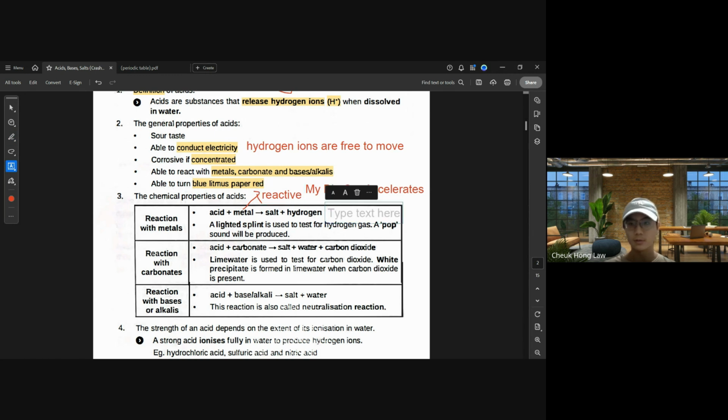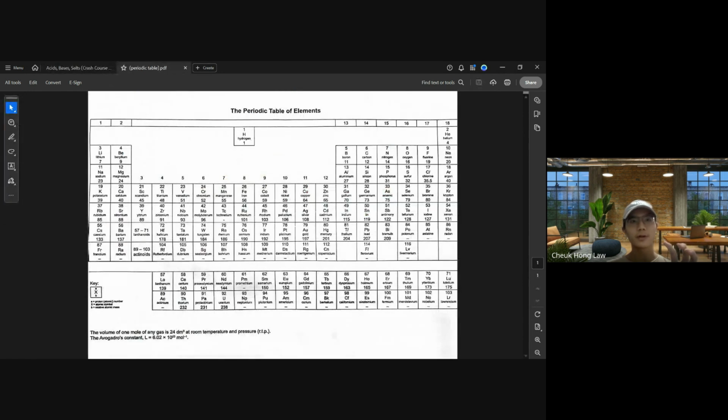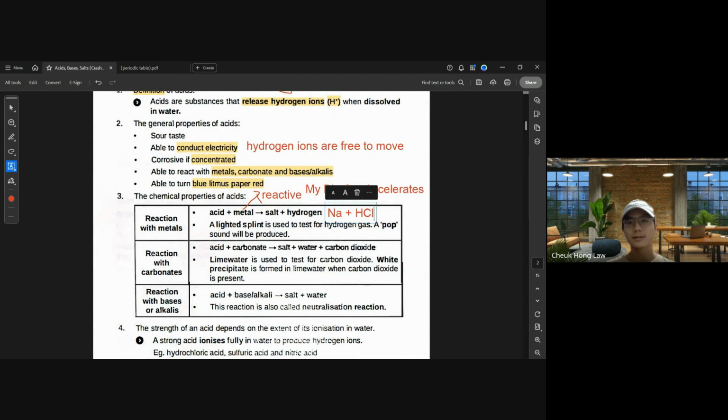Okay, let's say sodium and hydrochloric acid. Sodium is your metal. In the periodic table, sodium is in group 1, so it's a metal. And hydrochloric acid is an acid, so it will give you salt and hydrogen.